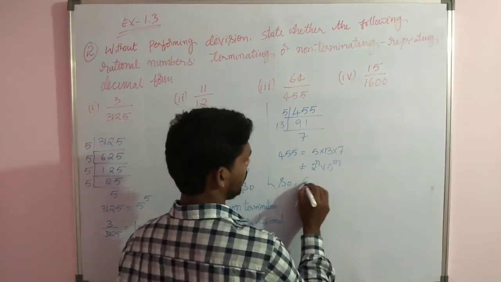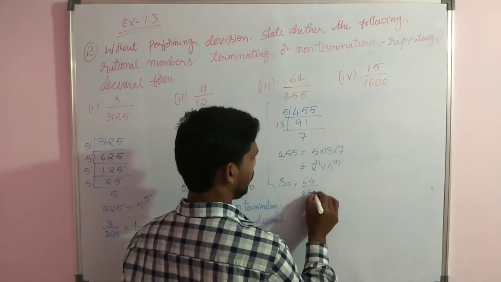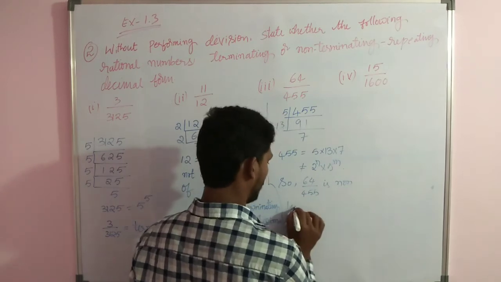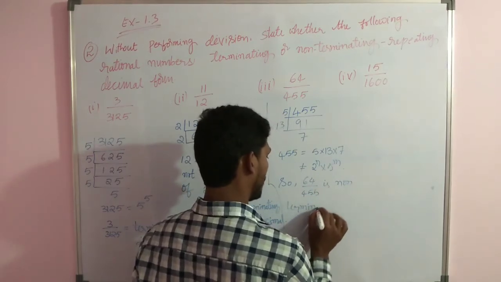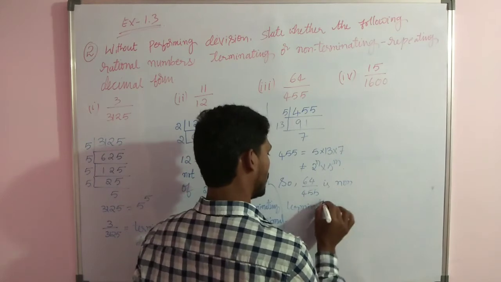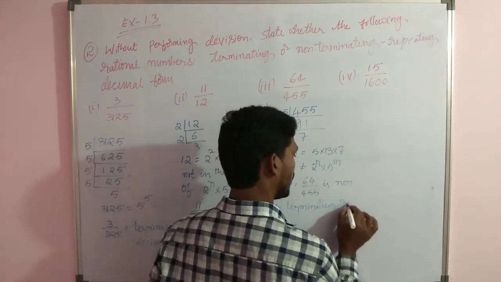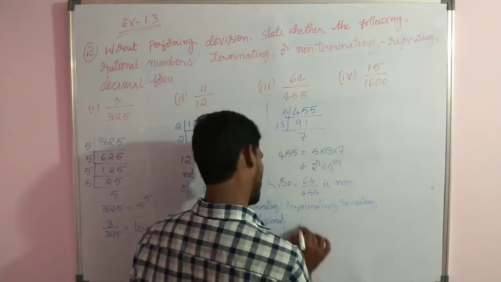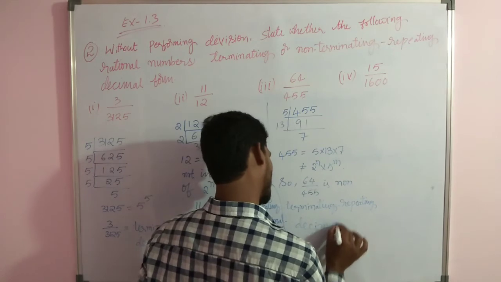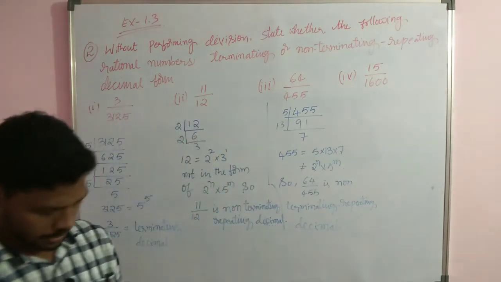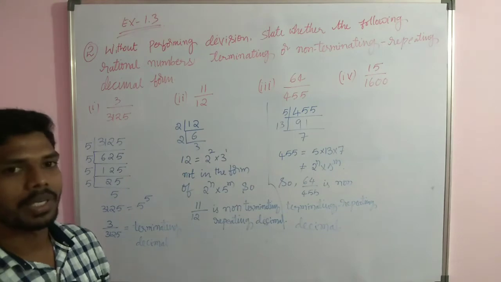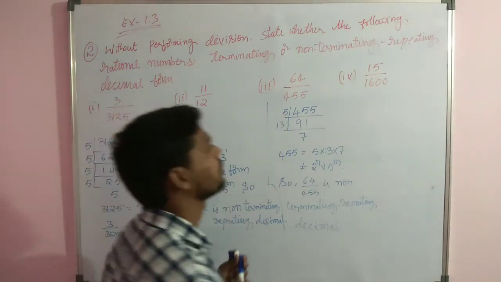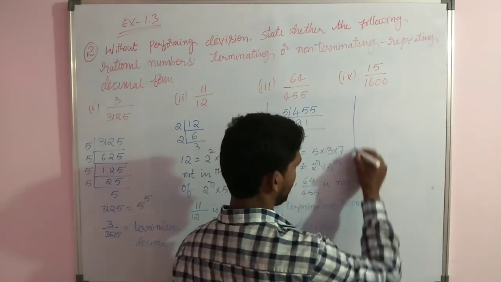So 64 by 455 is a non-terminating repeating decimal. Now next problem, that is 15 by 1600.